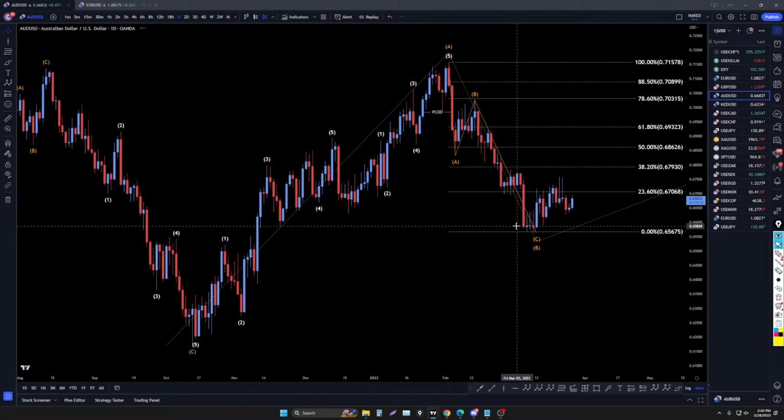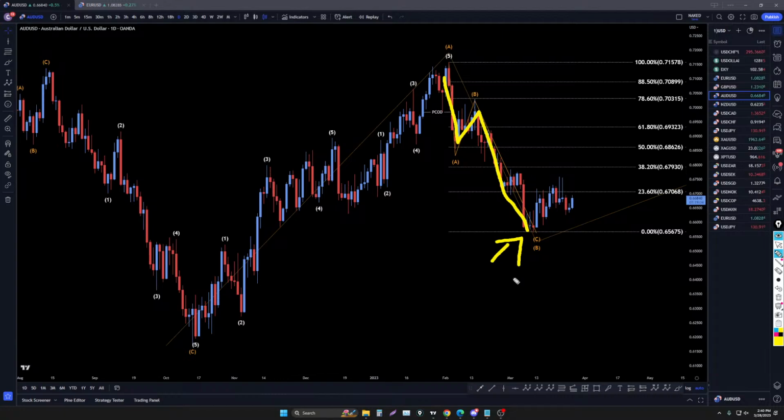So let's go down to the Aussie dollar, down to the daily. On the Aussie dollar, I think this is just a steep correction. I think it is an ABC correction. I think that is the end of a correction, and I think that this is going to end up continuing up. Most likely it's lagging behind, but I do think it is going to start trending up for either wave C or wave 3. It's either an ABC or a 1, 2, 3.